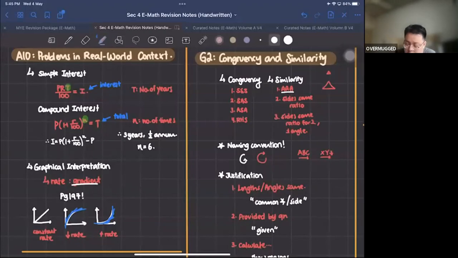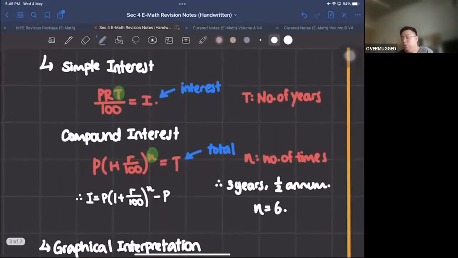Now, someone asked me just now to explain the different monetary terms. Here they are: simple interest, compound interest, hire purchase. Simple interest is PRT over 100, where the value of T is the number of years. Take note of the green highlighted parts. I'll explain later. Compound interest is the formula there: P(1 + R/100) to the power of N equals T, and this is the total. Remember that compound interest calculates the total, while simple interest calculates the interest, so be careful. The green highlighted ones are different.